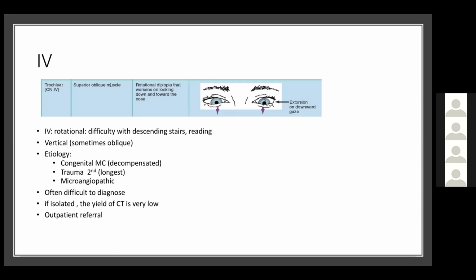It's quite difficult to diagnose an isolated fourth cranial nerve palsy. However, it's likely okay to be missed initially because the causes are not usually serious. So if it's isolated, the yield of a CT is very low. You can refer the patient to ophthalmology or neurology, depending on the hospital's policy and the presentation, and they can do imaging on a non-urgent basis.